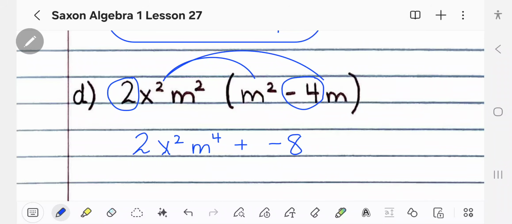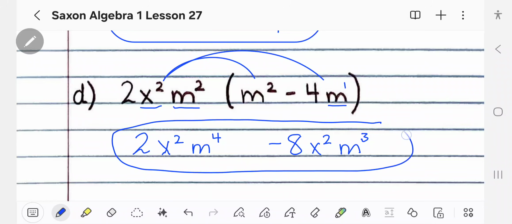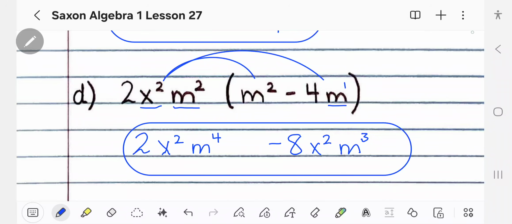And then I've got this x squared, and then this m squared times an m. Remember, there's a 1 here. That'd be m cubed. And there are no like terms. We can clean it up a little bit. And this is your final answer. So this looks just like a negative. We can move it over here, and that looks a little better.